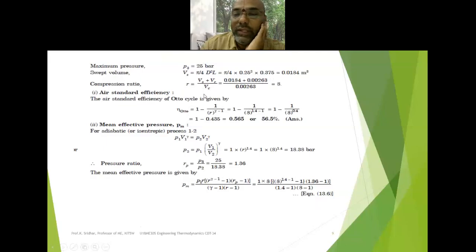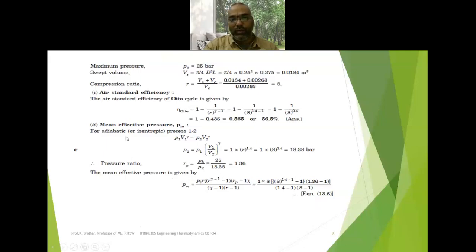And in the problem he has given the clearance volume. When the swept volume and the clearance volume are known, how can we find the compression ratio? The compression ratio is the total volume divided by the clearance volume, and the total volume is the swept volume plus the clearance volume. We know all the values, so by substituting, we find the compression ratio is 8. By substituting this, the air standard efficiency is 56.5%.